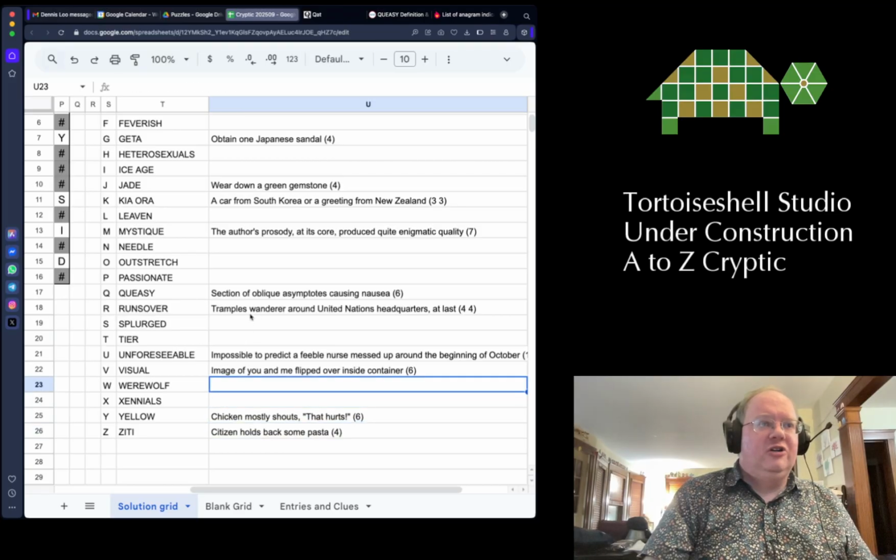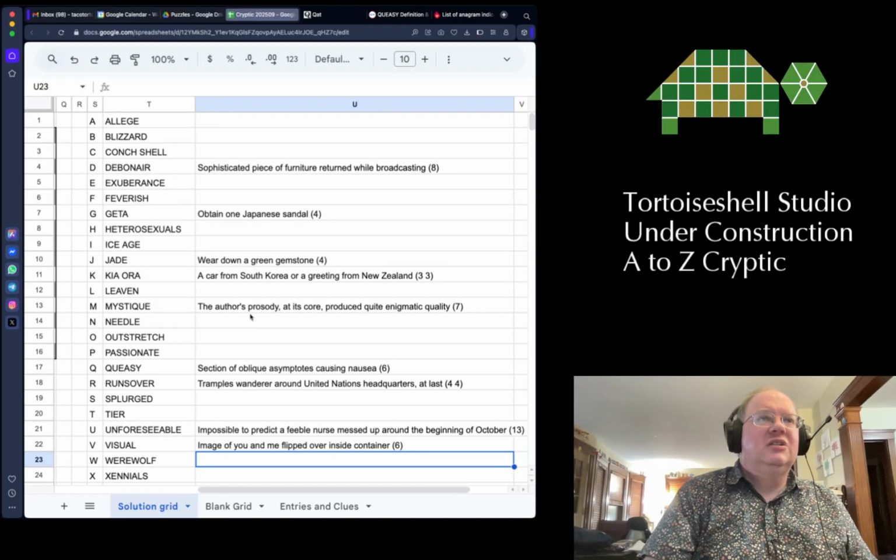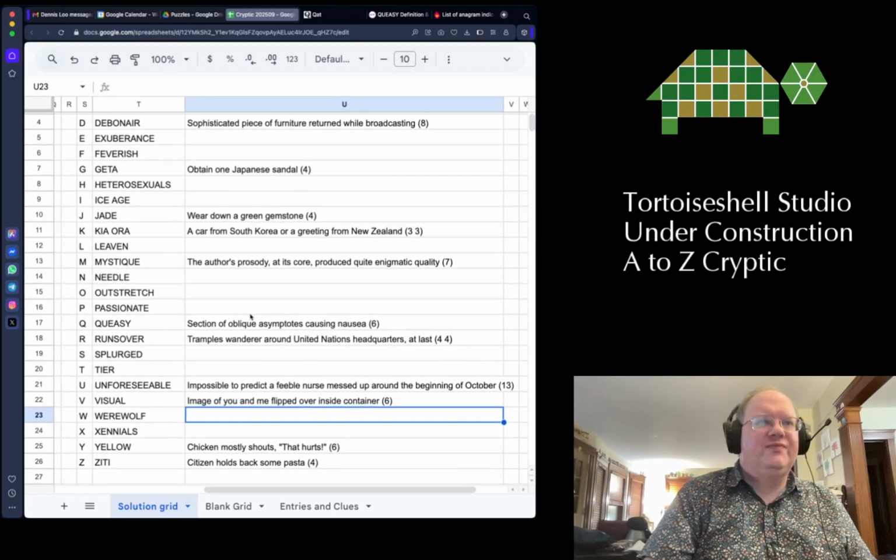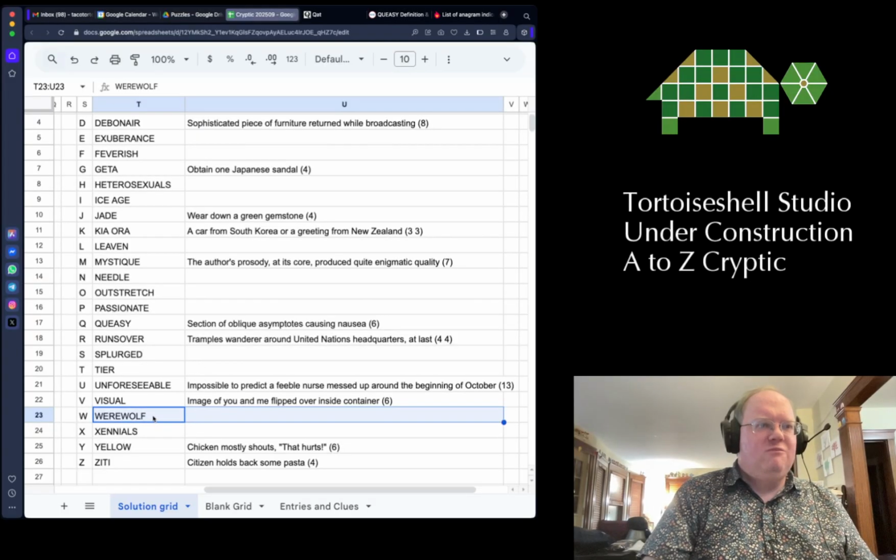Not all of these are going to be hard clues. This one I want to have more time to think over, so I may not try to write it right now.